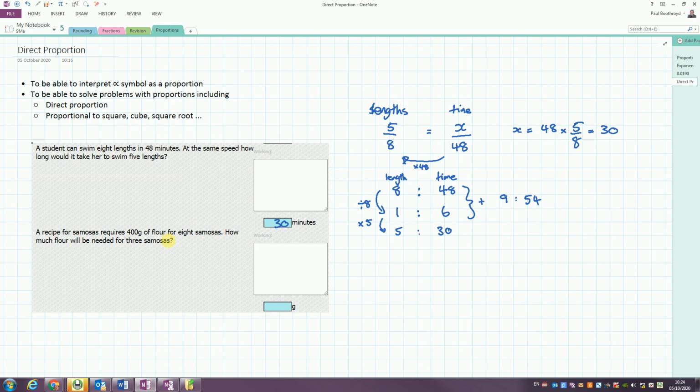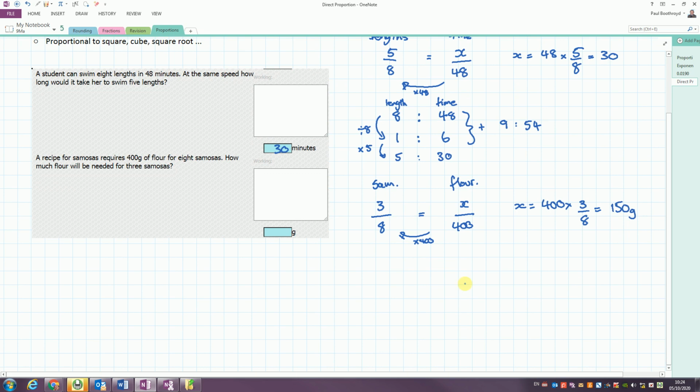Recipe for samosas requires 400 grams of flour for 8 samosas. How much flour is needed for 3? So again, I need samosas and I need flour. You don't have to write the titles, it's just writing things out. I want to know how much flour is needed. And the flour needed, if I want 3 samosas, I know 8 samosas is 400. Again, I can multiply by 400. And that leads me to x equals 400 multiplied by 3 over 8. That's going to be 50, so that's 150 grams.